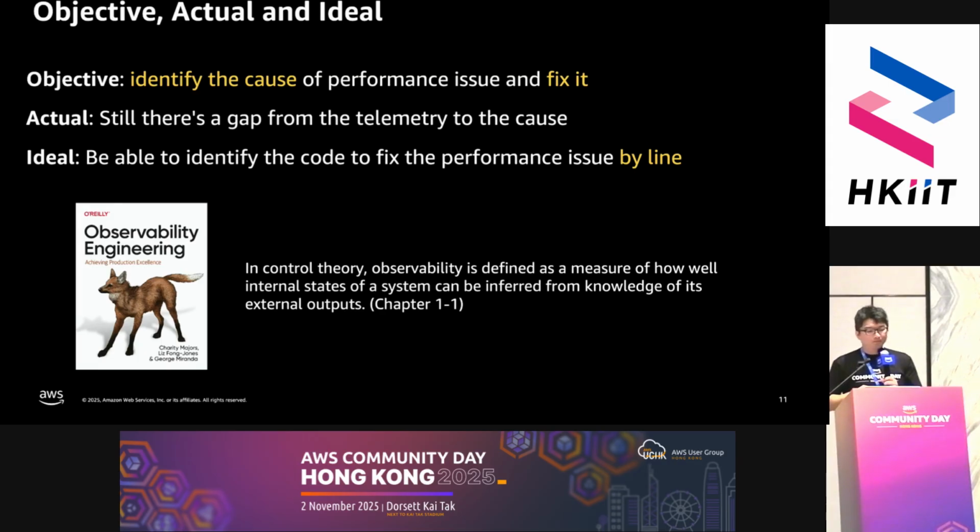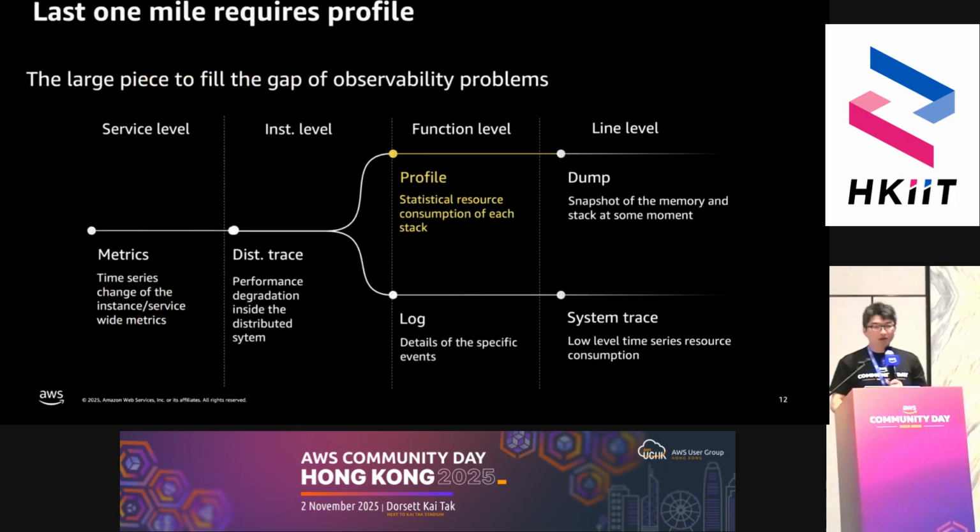This is a quote from the famous book, Observability Engineering, and this is the definition of observability. In control theory, observability is defined as a measure of how well the internal state of a system can be inferred from knowledge of its external outputs. Here, external outputs means telemetry. So we need to identify the exact cause only by the telemetry. That is the ideal status of well-equipped observability.